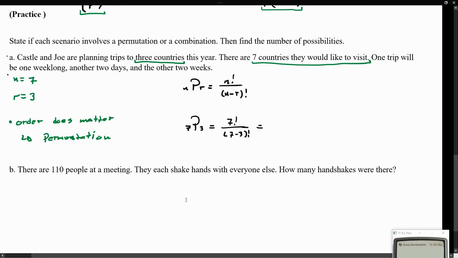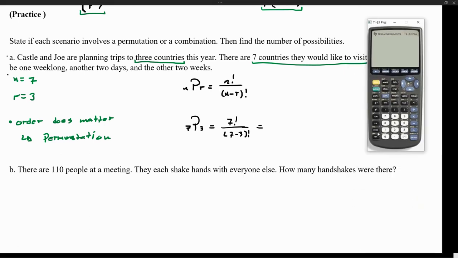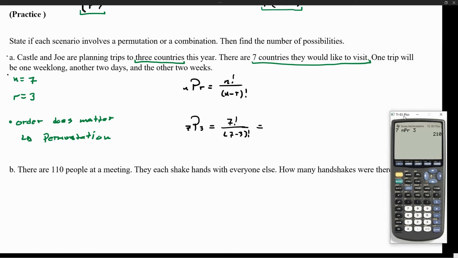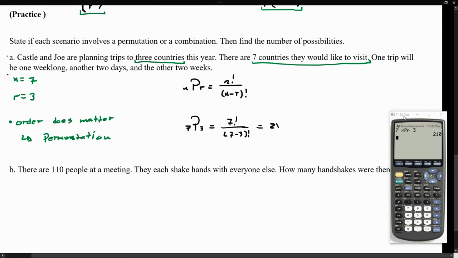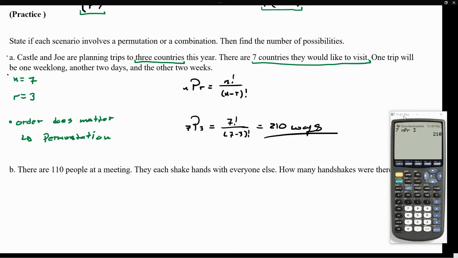The way that we're going to compute this is by using a graphing calculator. Let's plug in 7, because 7 is n. So we're going to do 7, math. We're going to go to probability, and we're going to hit permutation. We don't press enter right away. We want to put down the 3 on the right hand side. So 3. That gives me a total of 210 ways, which is almost the same idea as the swimmers ones.